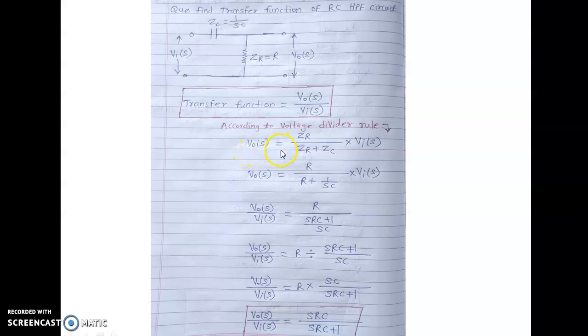So the output voltage is equal to the voltage drop across the resistor, ZR, upon the total impedance of the circuit, ZR plus ZC, into the input voltage. This is the equation we get according to the voltage divider rule, and this is the final answer: the transfer function SRC upon SRC plus 1.